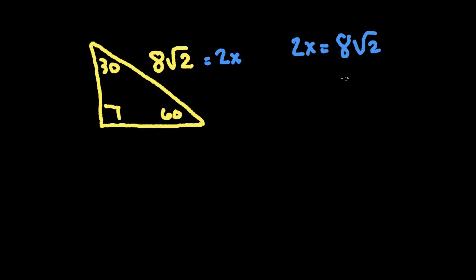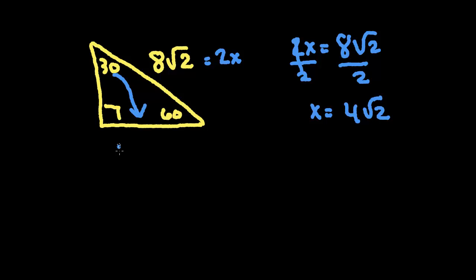I'll put the 30 up here and 60 down here, and we're going to call this side 8 square root 2. So the side that I gave you is the side that is 2x. So we need to solve for x. So 2x is equal to 8 square root 2. So to solve for x, I would divide by 2. Again, outside would be divided by outside. So 8 divided by 2 is 4. So x is 4 square root 2. And remember, that goes opposite the 30. So 4 square root 2 goes here.